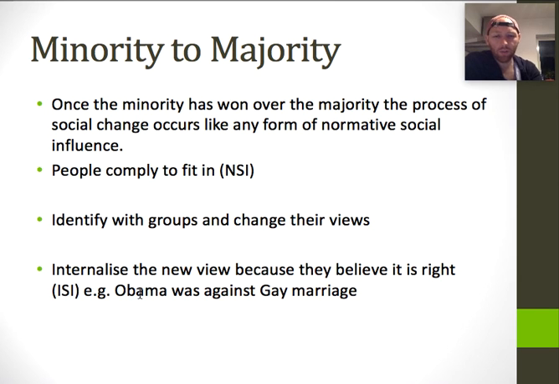A good example is Obama. Barack Obama was against gay marriage when he first ran for Senate. He is now obviously in favour of it and has brought it into law. So I assume that he's not just complying to fit in. I assume he genuinely believes it. Perhaps he was complying before when he said he didn't believe in it. Seems likely.